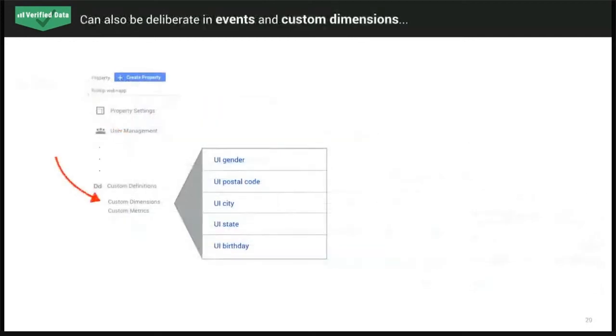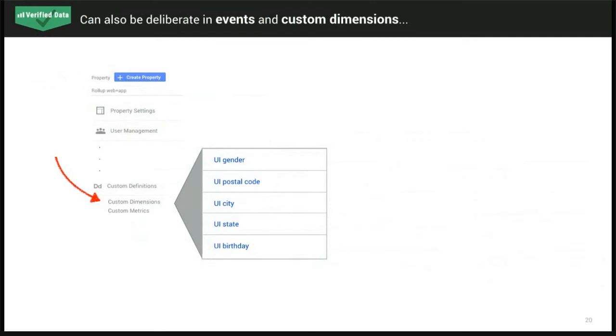So that's accidental PII. There is also deliberate collection of data. This is where people have had to make a decision to collect some information. This is a real example of a customer using what's called custom dimensions. They're kind of labels, visitor labels, as I also call them. Happens to be a German university of all places. And they're collecting here the gender, postal code, city, state, and birthday of some of their visitors.